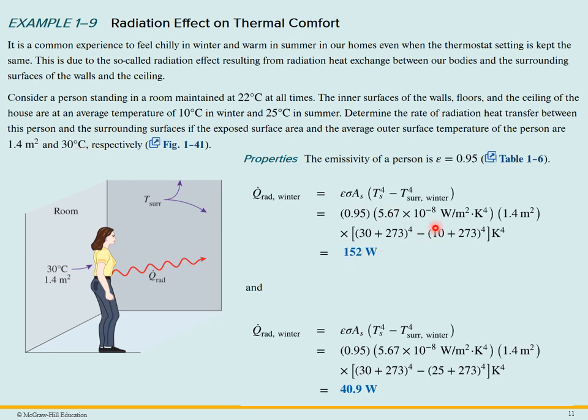Here we can plug right into the equation. The emissivity of the person is 0.95; that's in Table 1.6. So you can calculate what it is in winter, and you can calculate what it is in summer. It's pretty easy to calculate, actually. The epsilon and sigma values you look up, the area is given, and the temperature difference. You just have to remember to convert temperatures to Kelvin.